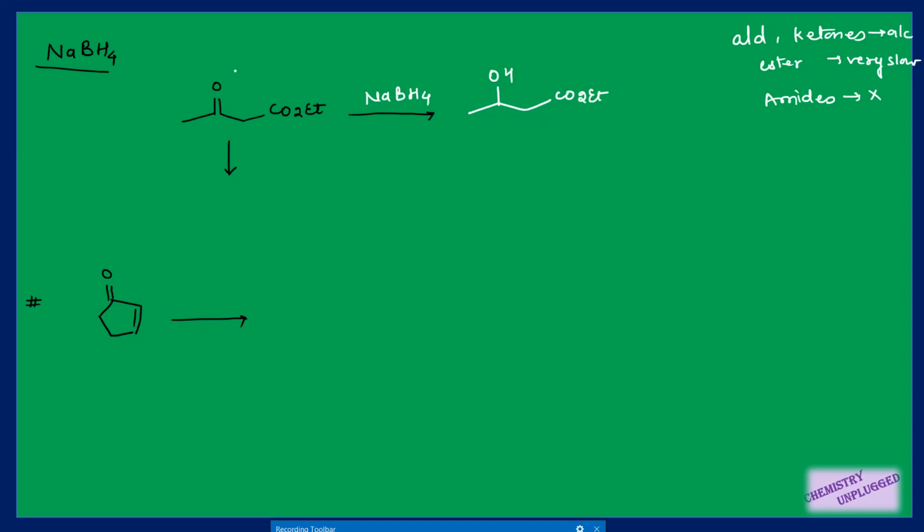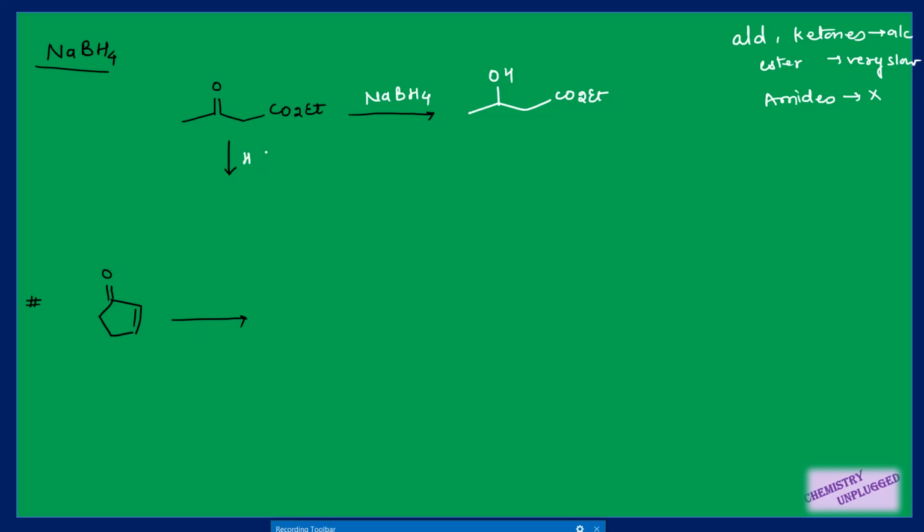Suppose I am using lithium aluminum hydride here. In this reaction I have only reduced this ketonic group, and this ester group is unaffected. But suppose I want to reduce this ester and this ketone should remain unaffected, right? We know that the ketonic group is more reactive than ester, but we want only the ester to be reduced and the ketone to remain unaffected, so we have to protect it.